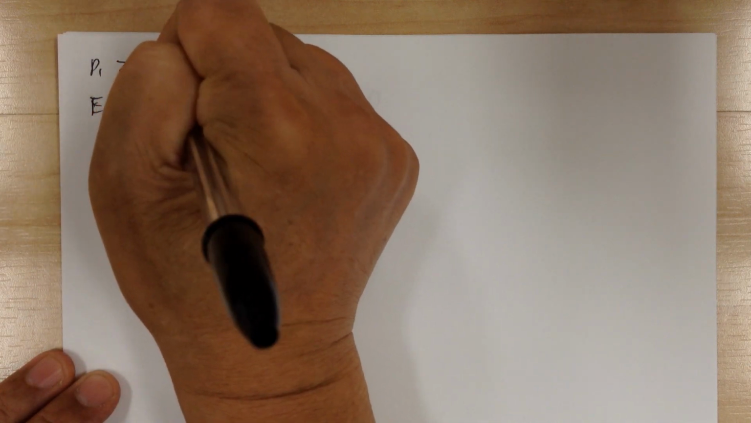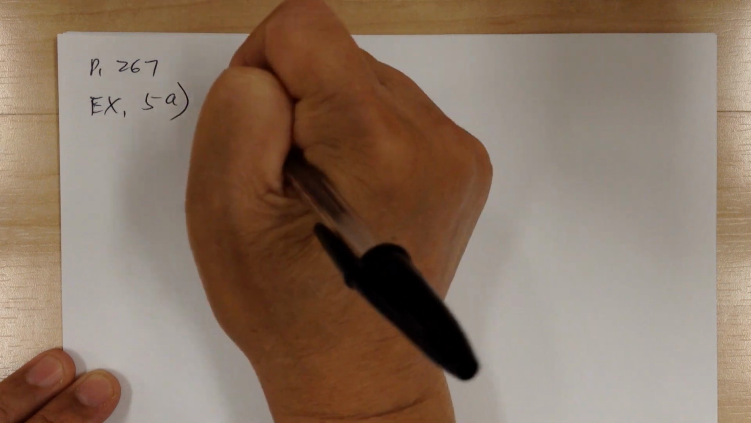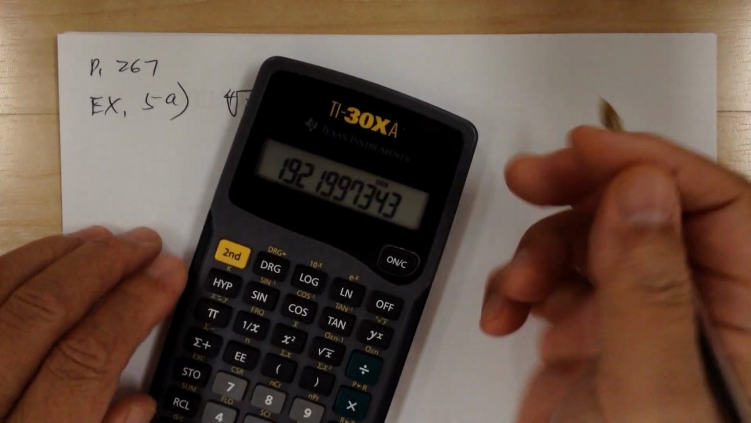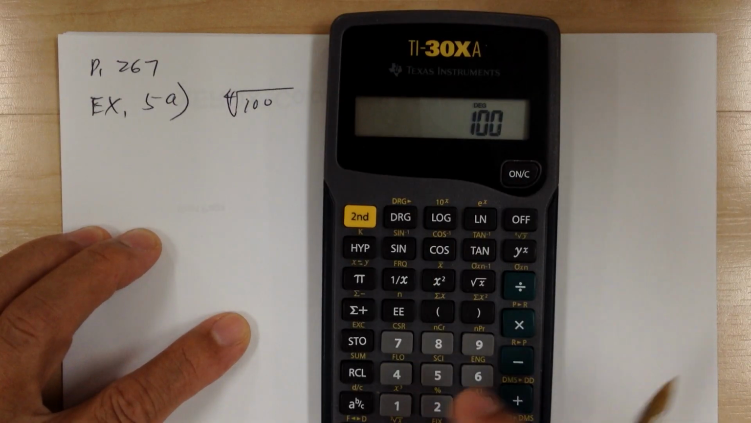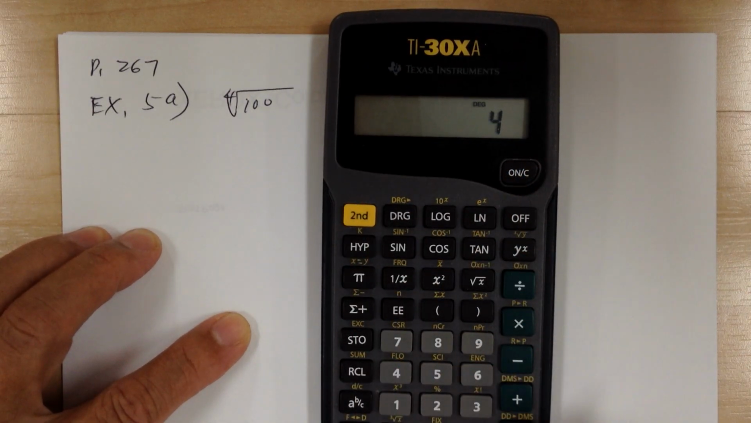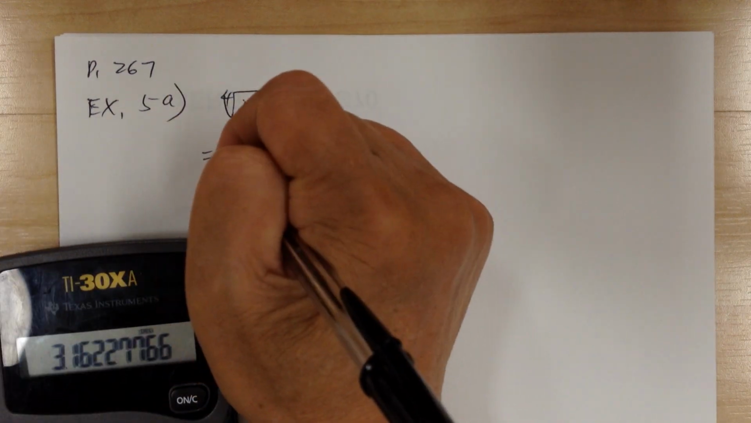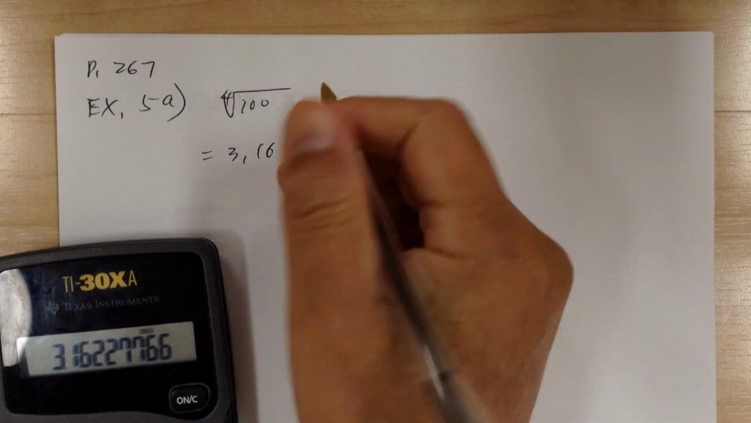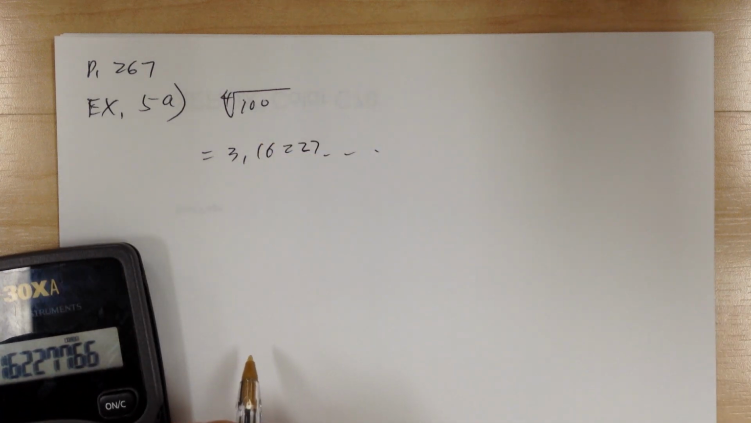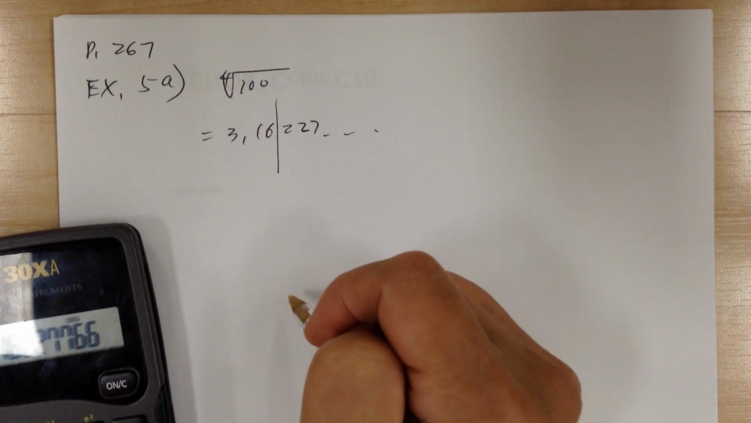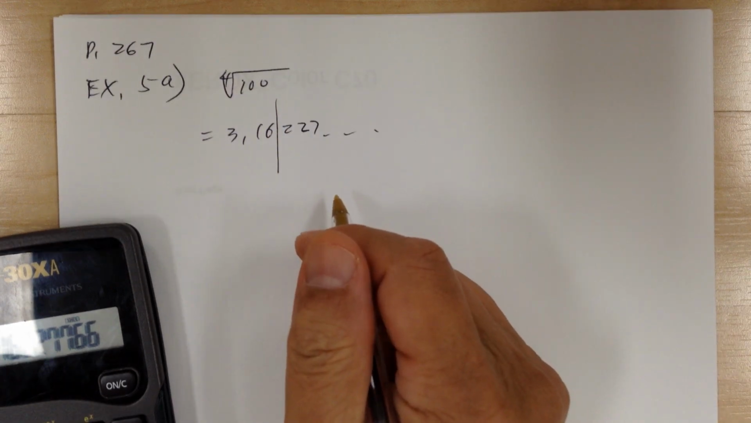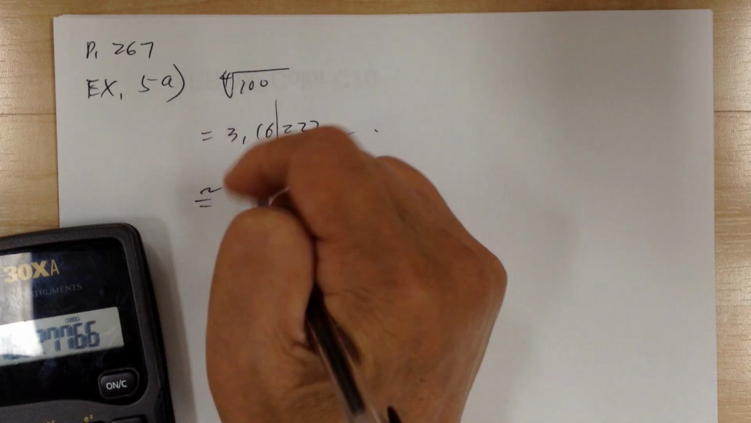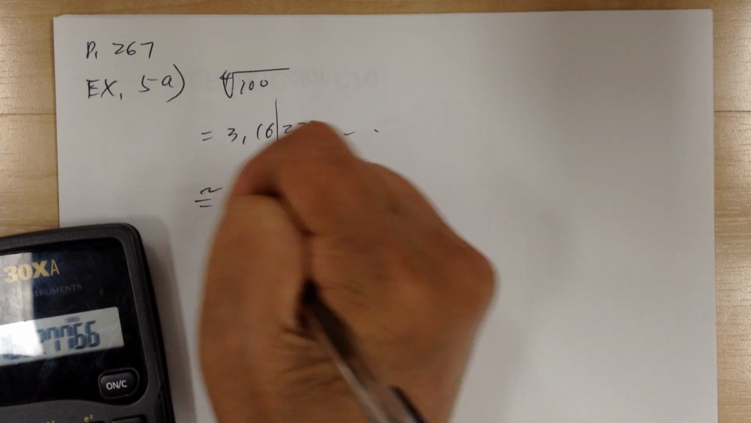Example 5a. Again, you do an approximation. You have 4th root of 100. So get your calculator: 100, 4th root. This is equal to 3.16227 and so on. The instruction says to the nearest hundredth, so that's where you chop off. This digit is 4 or less, so you just drop it off, so it's approximately equal to 3.16.